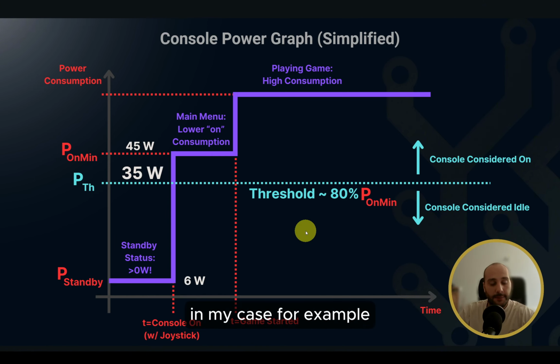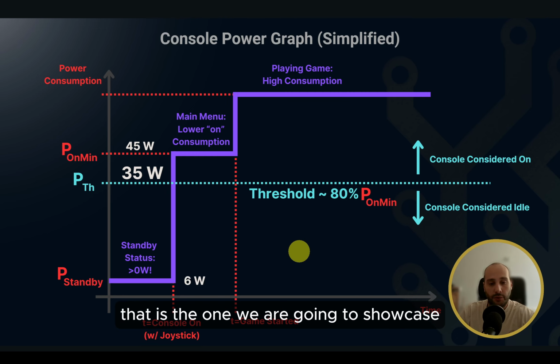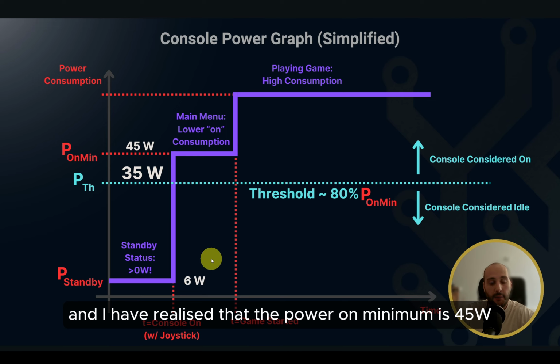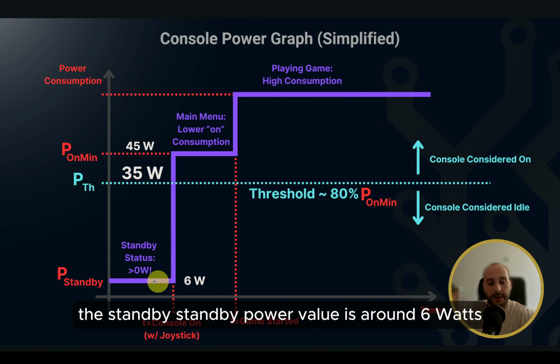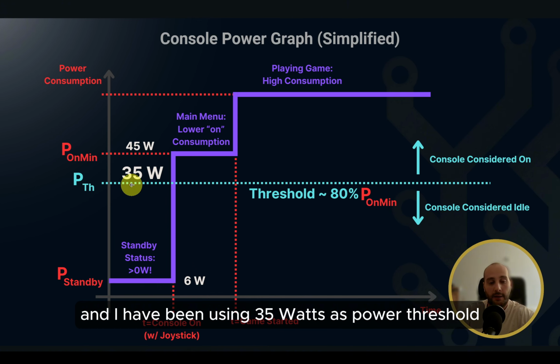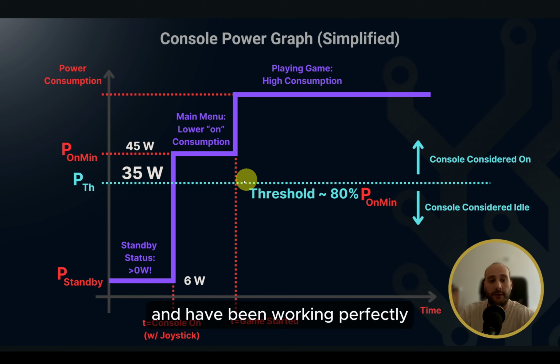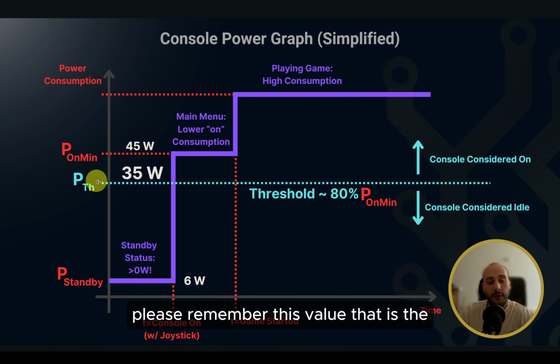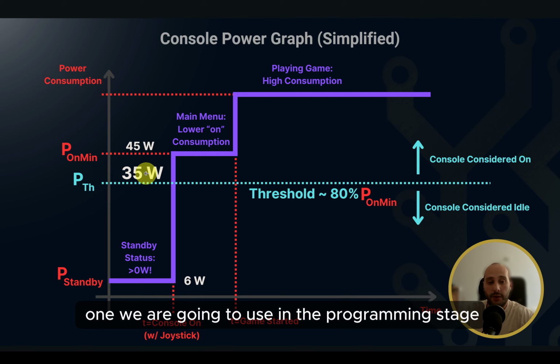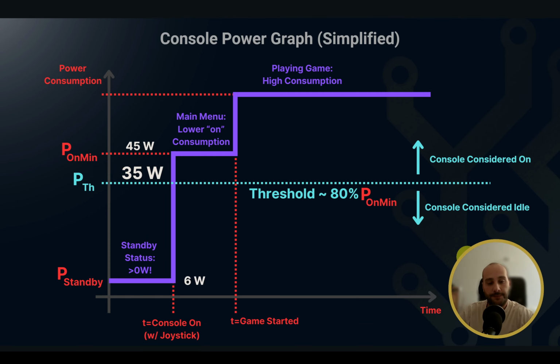In my case, for example, I have a PlayStation 4, that is the one we are going to showcase. And I have realized that the power on minimum is 45 watts. The standby power value is around 6 watts. And I have used 35 watts as the power threshold and it has been working perfectly. Please remember this value, that is the one we are going to use in the programming stage.